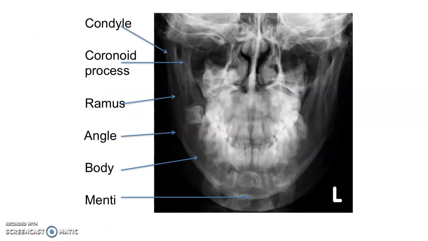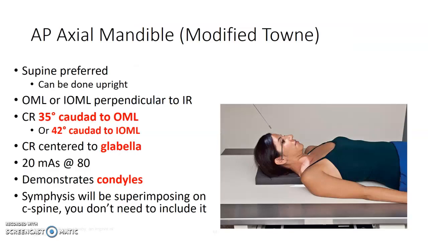This is just another anatomy picture of the parts identified for you. The AP Towne is really similar to that of the skull Towne. The degrees are just a little bit different. We prefer that you do it supine. It can be done upright. It's just a little bit awkward. Again, just like the skull Towne, you're going to use OML or IOML, depending on if your patient is able to tilt their chin or not.